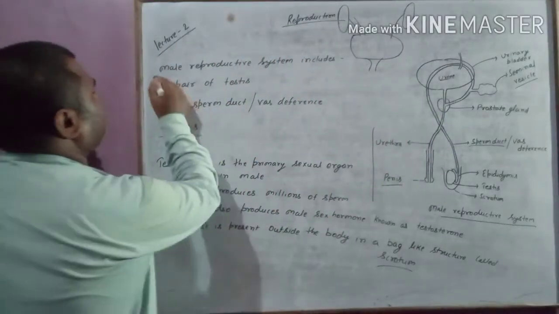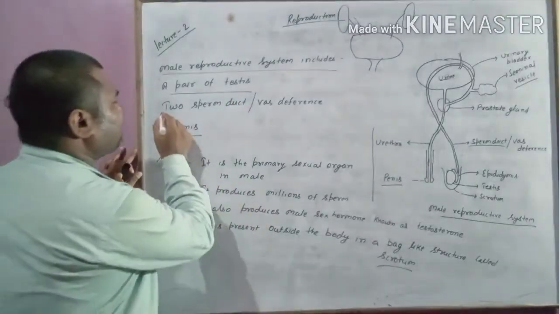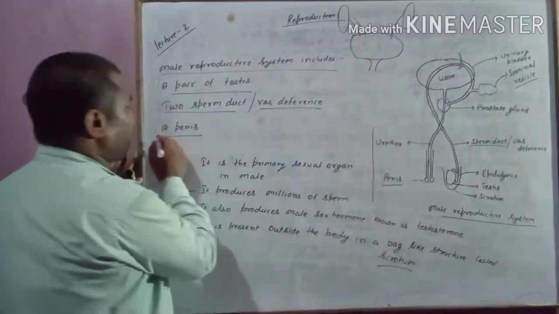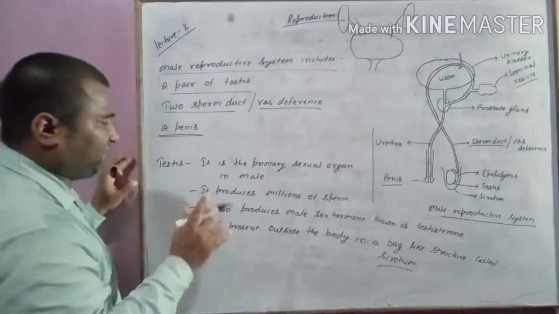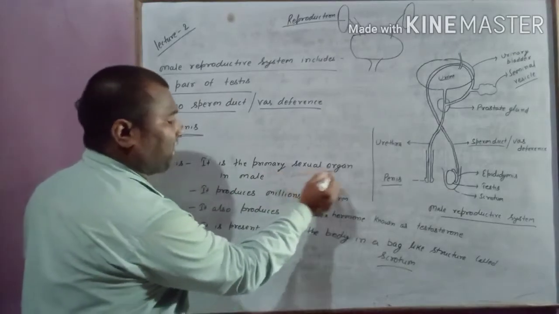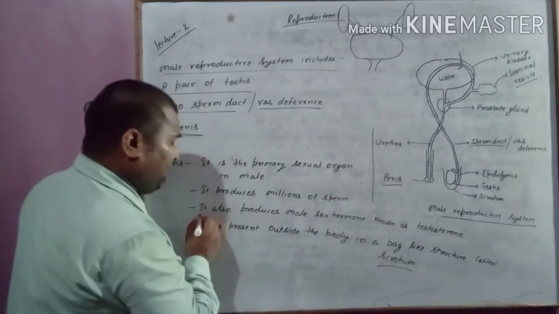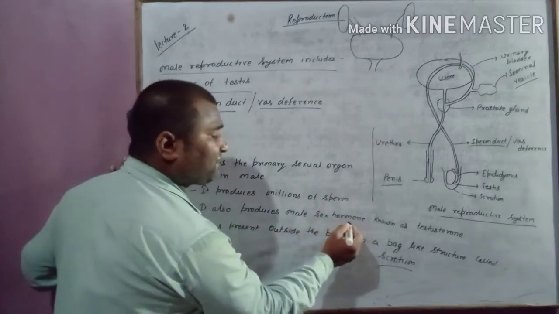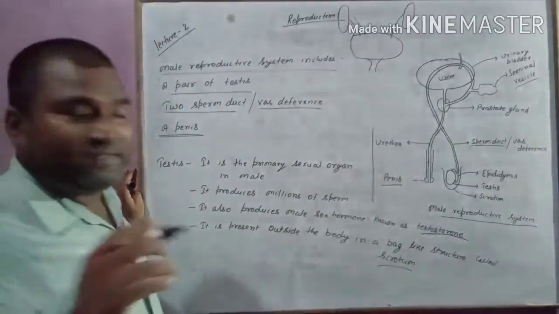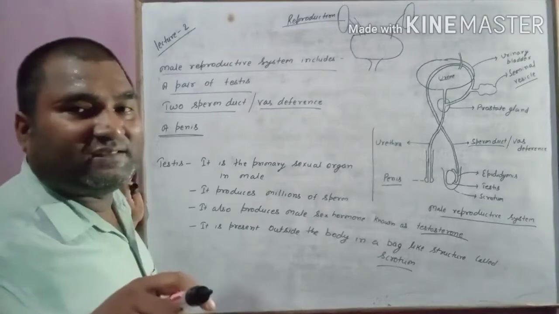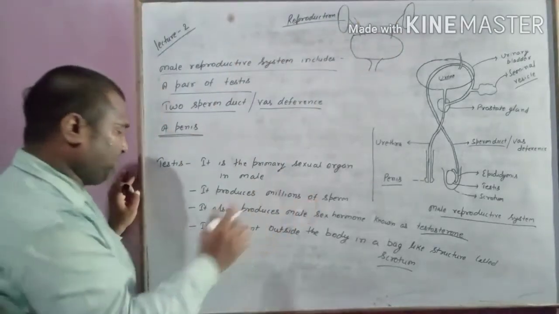So see here, a male reproductive system includes a pair of testes, means two testes, two sperm ducts or vas deferens, and a penis. Testis. What is testis? Step by step. See, it is the primary sexual organ in male. It produces millions of sperm. It also produces the male sex hormone called testosterone. Don't worry if this word testosterone is not in this chapter, it will come in the coming chapter. So just keep in mind.